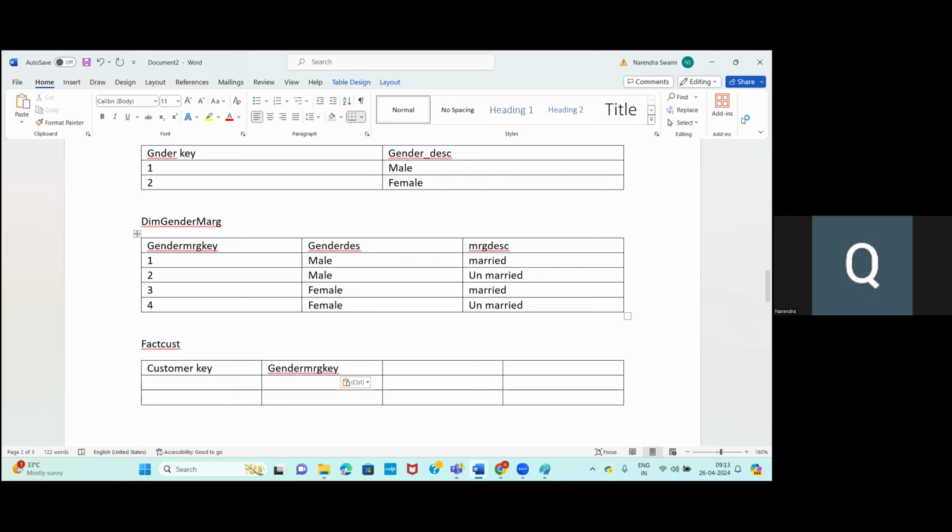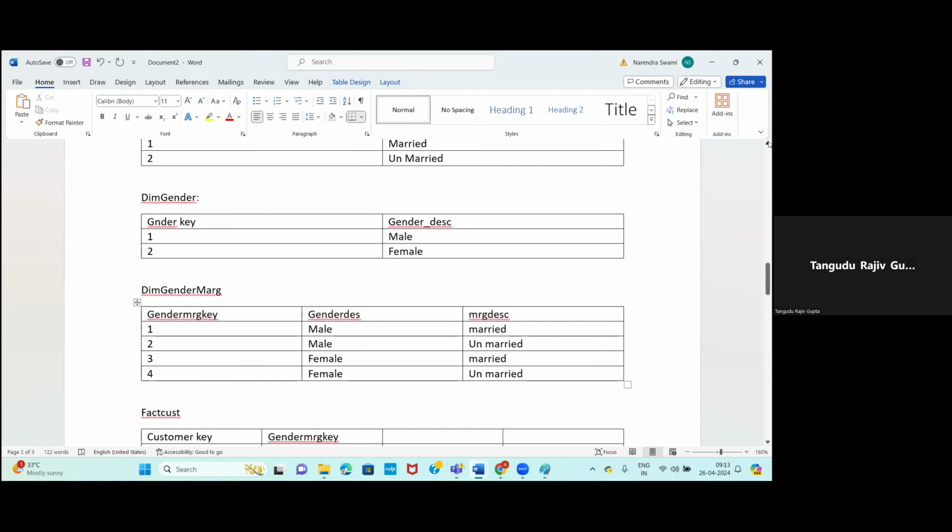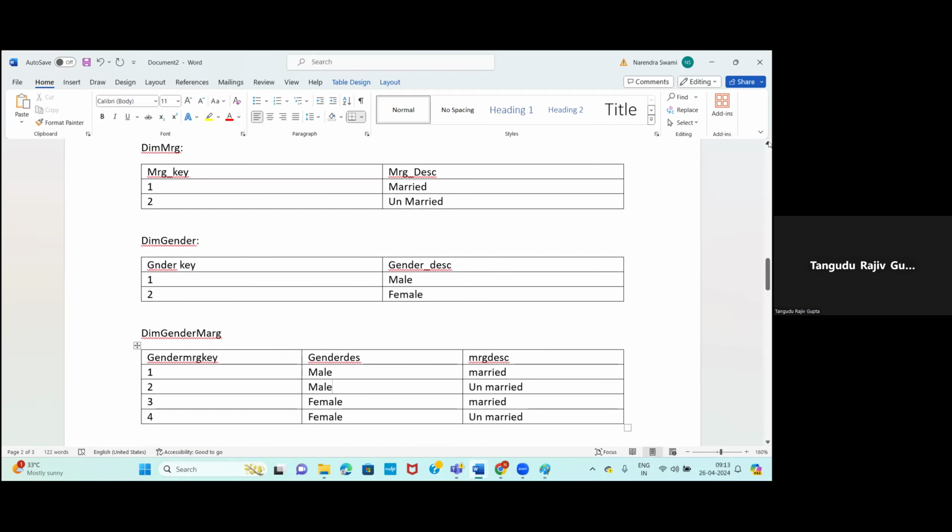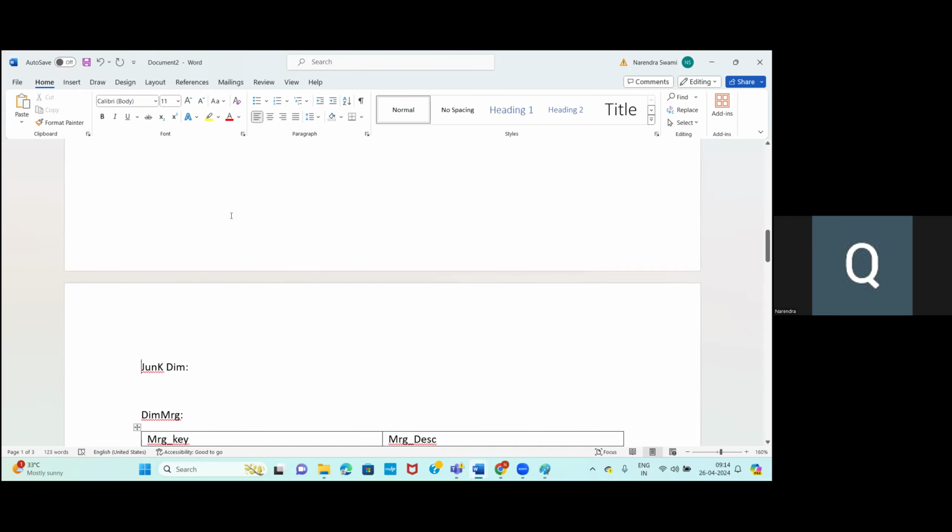Clear? Is the example clear? Sir, the gender marriage is the junk attribute, right, sir? This is the junk dimension table, and this is called the junk key. So two or more tables in some cases, but the best example is this. Whenever anyone asks you what a junk dimension is, you can explain these things with the example so they have a clear picture.